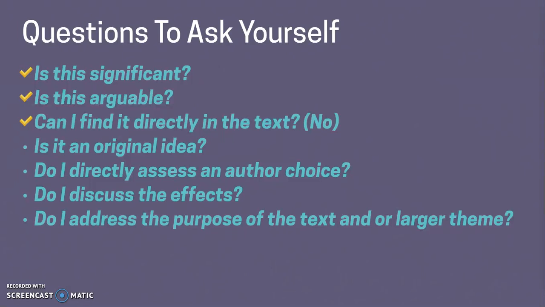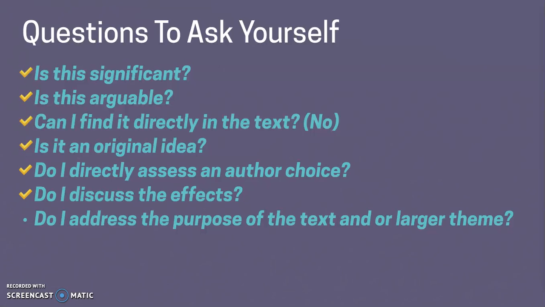Is it an original idea? Yes, it should be your own thoughts. Do you directly assess an author choice? Yes, that goes into choice, effect, so what? And it is good to include the author's name, like Steinbeck's juxtaposition, because that directly credits the author's choice and keeps you from falling into the trap of plot summary by saying, oh, well, George did this or Lenny did that. But by crediting the author, that makes it more effective.